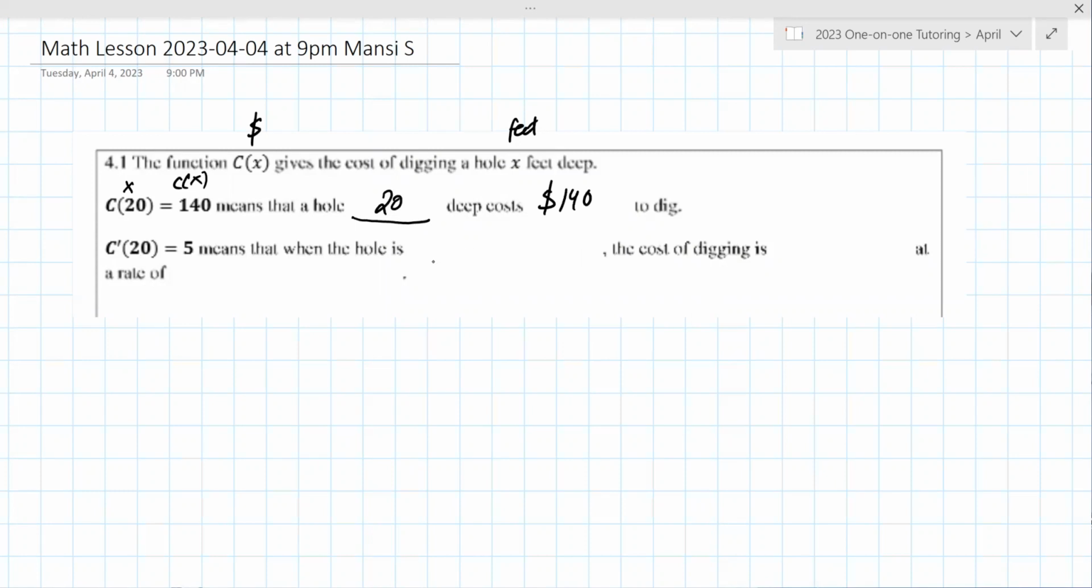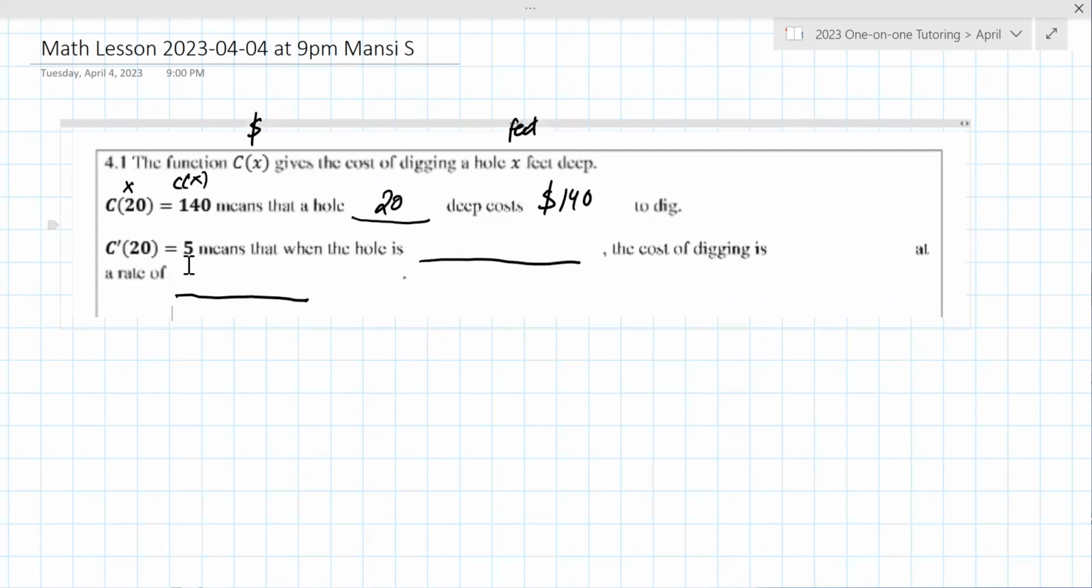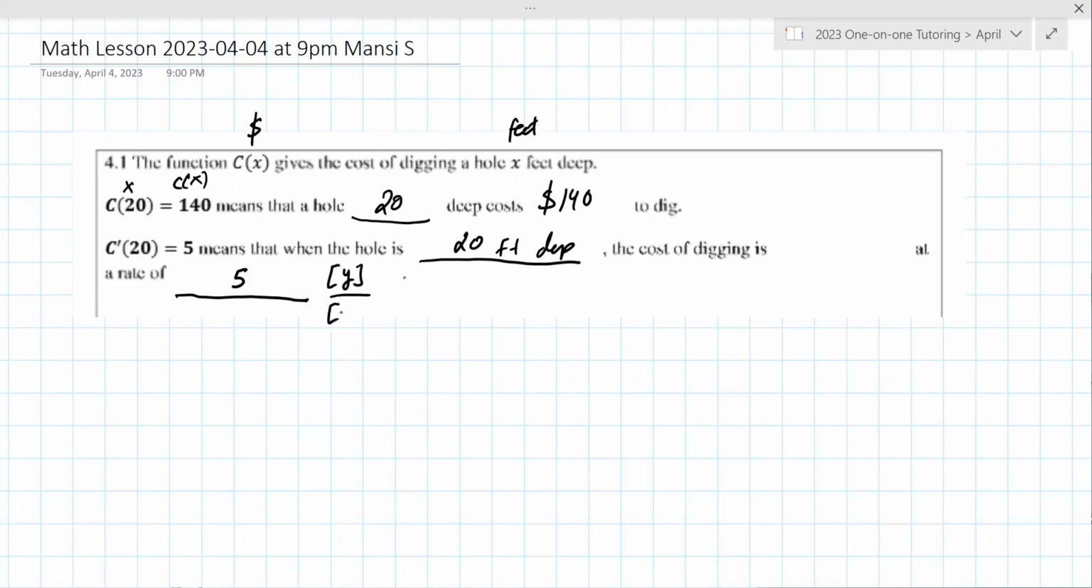Yes. All right, so the next one here, there's kind of this fill in the blank again. In terms of what goes where, C prime of 20 equals 5 means that when the hole is, same thing as before, 20 feet deep, the cost of digging is at a rate of 5. Now the units are very important here. The units of the derivative is always y over x units. So that would be dollars per foot. But it's always a rate.